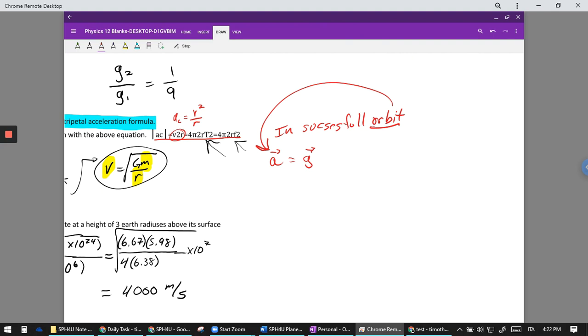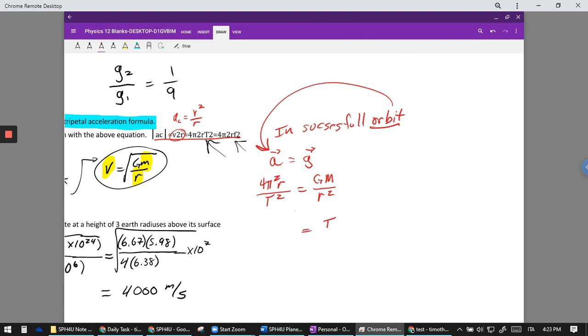So under those circumstances, remember the centripetal acceleration is 4 pi squared r over T squared, and the gravitational field strength is GM over r squared. Look at that. And now I can figure out the orbital period here. Now I just solve for the period.